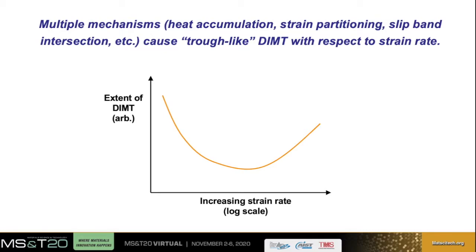Generally, the strain rate dependence of these factors gives rise to a trough-like behavior in terms of deformation-induced martensite transformation and ductility. I've represented this with an arbitrarily drawn curve here because the TRIP community has not fully evaluated the nature of this curve. The presence of the trough is well established in the literature, but I'd like to discuss some aspects in greater detail.